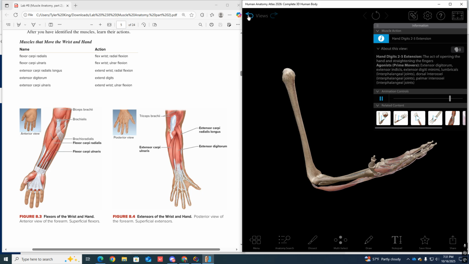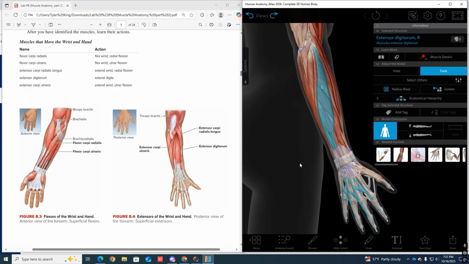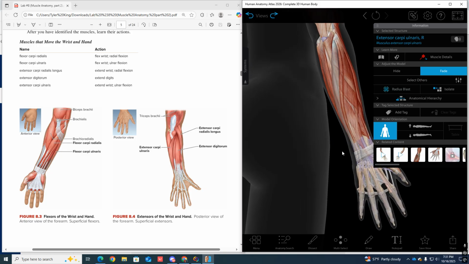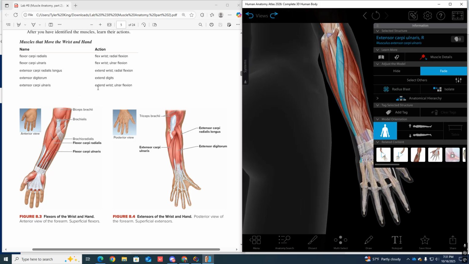Okay. And the last muscle we're asking you to learn is the extensor carpi ulnaris, okay? So once again, it's an extensor of the carpi, it extends the wrist, but it's on the ulnar side. So this guy is going to help us to ulnarly deviate, okay? So extensor carpi radialis longus, extensor digitorum, extensor carpi ulnaris, respectively, okay?